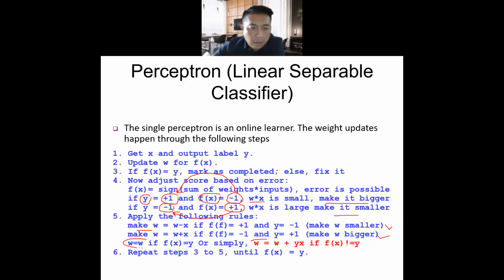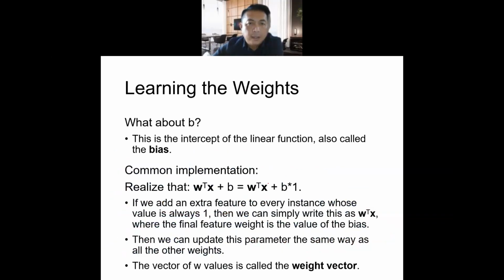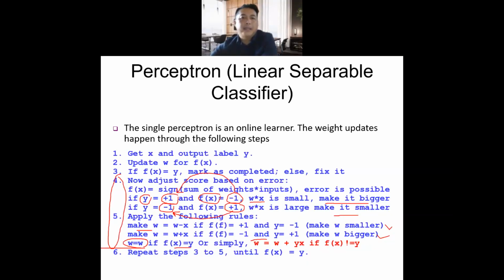And if the true label and the predicted label are the same, that means no changes. Okay, so you will repeat this process. So that's how they update the weights.